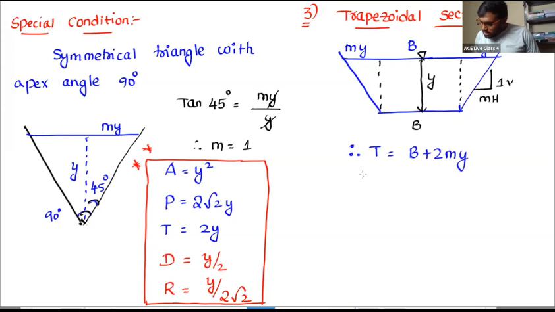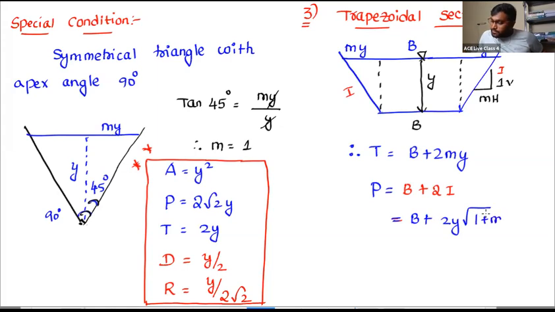And what about the wetted perimeter? Wetted perimeter means, see, this is inclined and this is also inclined. So b plus 2 times the inclined length. Now what is the inclined length? You know that for a triangle, right? So inclined means y into root of 1 plus m square. So the wetted perimeter is b plus 2y into root of 1 plus m square.